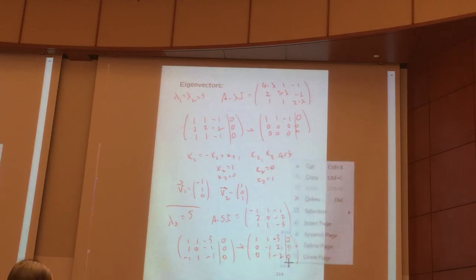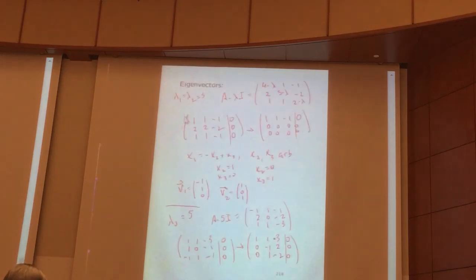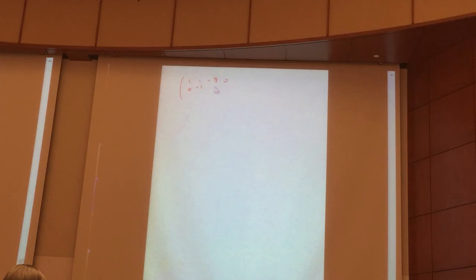So what we wind up with is 1, 1, minus 3, 0, minus, or 0, minus 1, 2, 0, 0, 0, 0, 0. This says that x2 is 2x3. Right? The second row. x2 is 2x3. x1 is minus x2 plus 3x3. And so this is just x3 because x2 is 2x3. x3 arbitrary.